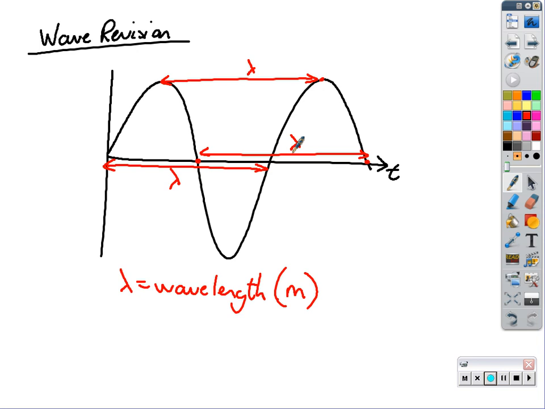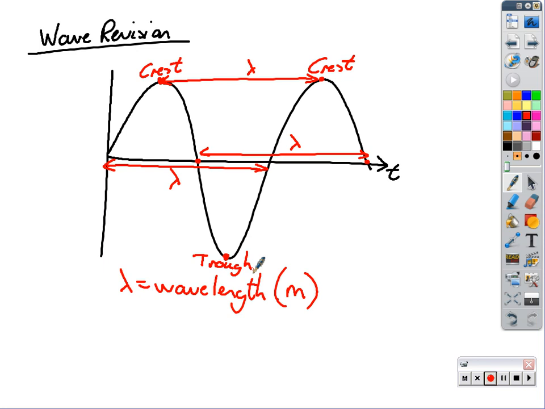Okay. From crest to crest, from trough to trough, or from crossover to crossover, as long as it's one complete wave. And while we're on that, this bit here is the crest of the wave. This would also be a crest here. Label this diagram if you don't have it. This is a trough. Okay, so that's lambda and that's crests and troughs.